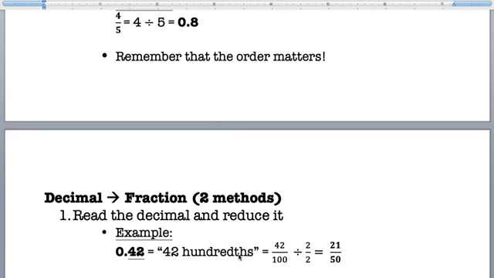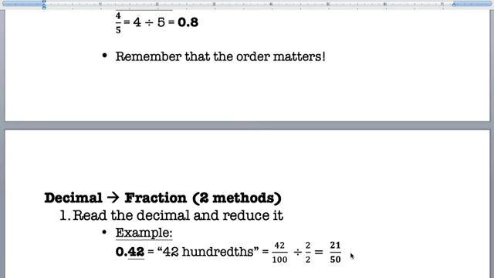If I were to change 42 hundredths into a fraction, I would see that since it has 100 in it, that means it's 42 over 100. But remember, I need to reduce it down to its original form. So since 42 and 100 are even numbers, I can divide top and bottom both by 2. And then I'll get to 21 over 50, or 21/50ths.